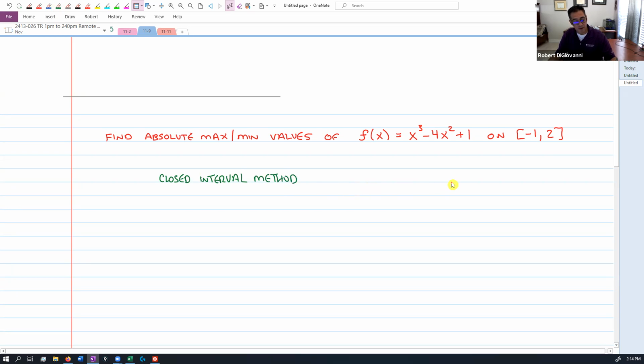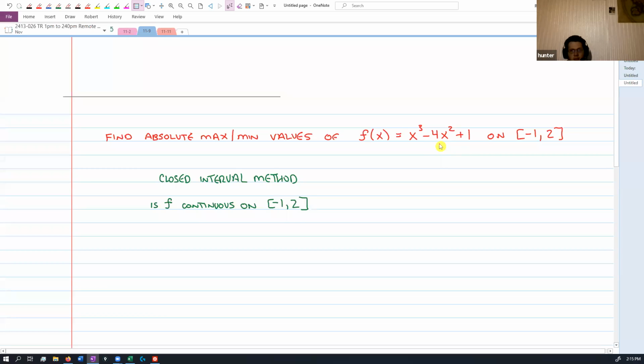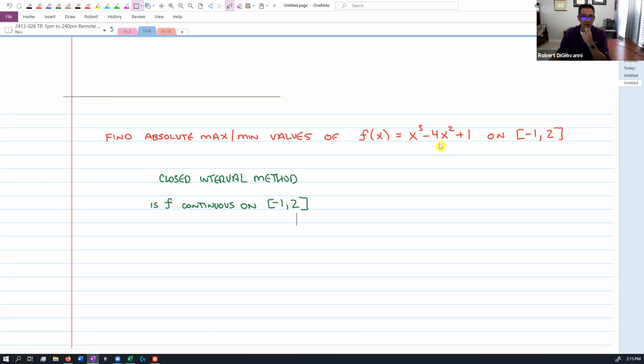All right, so to use this, do I have a continuous function? Is f continuous on the interval [-1, 2]? When you look at f, is this a continuous function? Should be. Why? What type of function is it? It's just a trinomial. It's a polynomial. All polynomial functions are continuous. Go back in your notes when we talked about continuity.